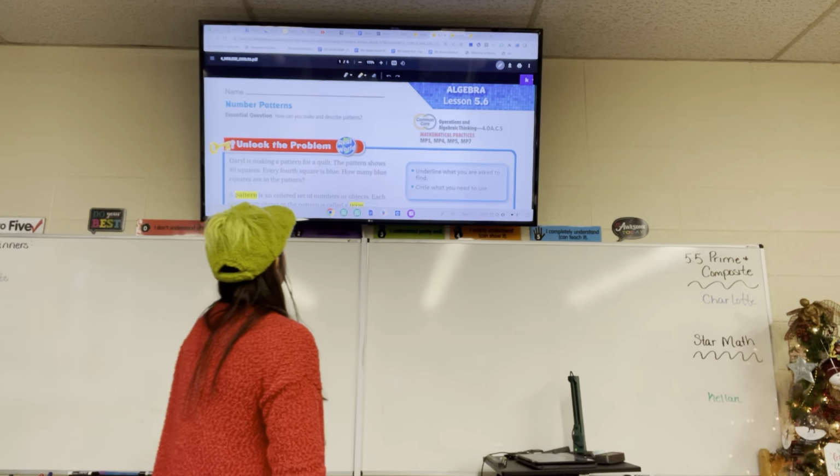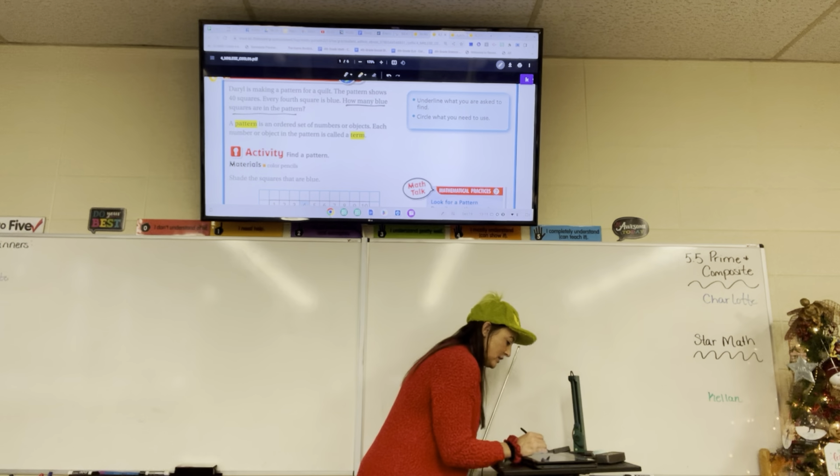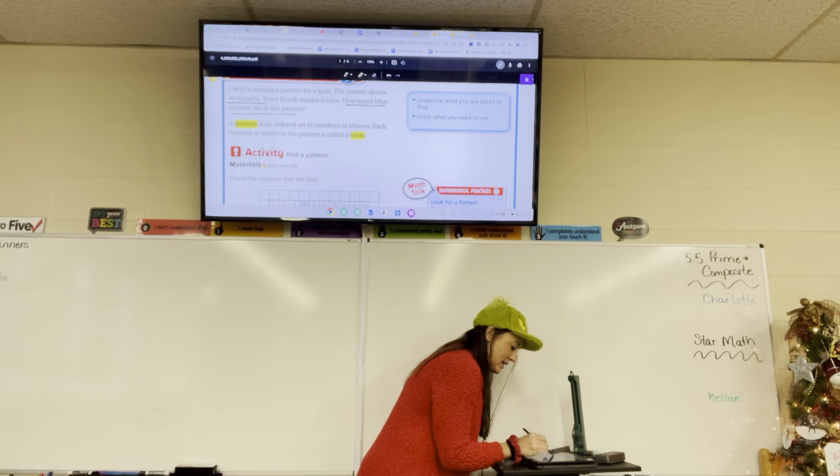Circle what we need to use. There's two things that we need to use. Lainey? 40 squares. And what else? Every fourth square is blue. That's correct. So we need 40 squares and every fourth square is blue. Go ahead and circle that.